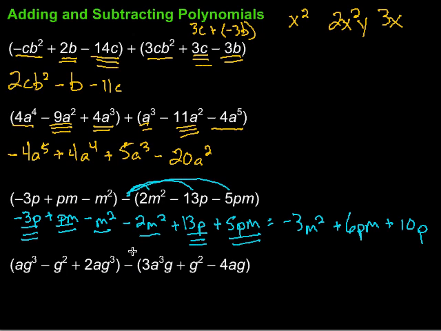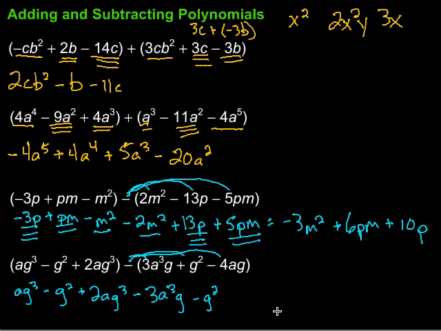Let's take a look at one more example here. Again, we're subtracting, so what we need to do is distribute that negative through our second polynomial here. So we'll take care of that first by rewriting the whole thing. So it's ag to the third power minus g squared plus 2ag to the third power, minus times that positive, so that's 3a cubed g, then minus times that plus, so that would be minus g squared, minus times that minus makes this plus, so 4ag.